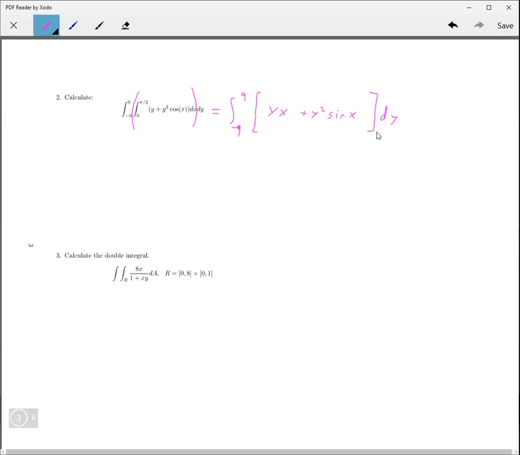And you're evaluating it from 0. This is going to be x is 0 to x equals pi over 2 is where you're evaluating. Okay, so we're going to resolve that first before we integrate with respect to y. So if you put a pi over 2 in here for x, you get y times pi over 2. And then here, sine of pi over 2 is 1, so that's just going to be y squared. Now, if you put a 0 in for x, you get 0. If you put a 0 here for x, you get 0. Okay, so that's what you're going to get right there.